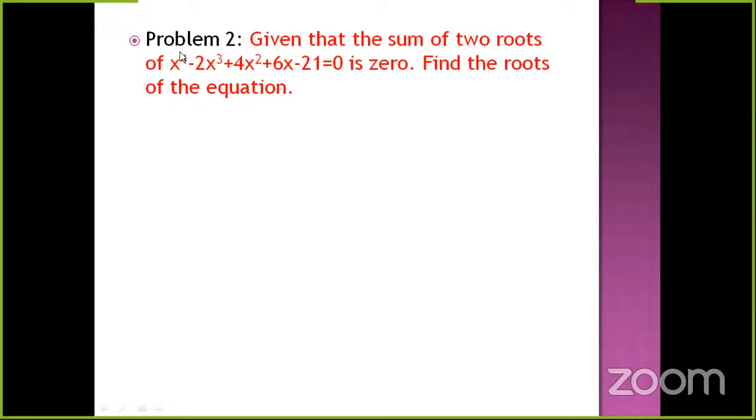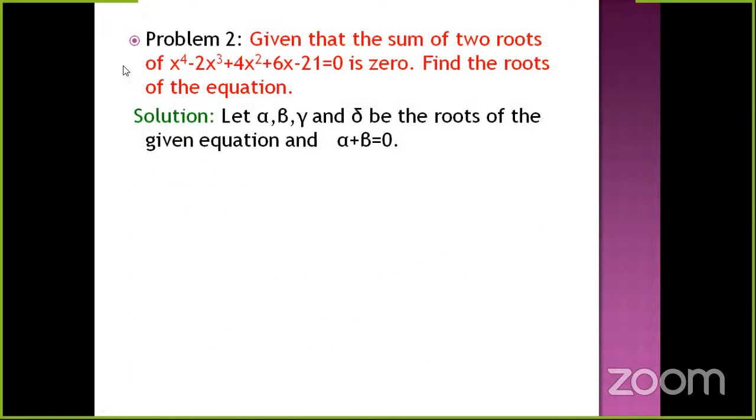See here, what is the highest power of x here? It is 4. So it is a biquadratic equation and it has 4 roots. They have given that the sum of 2 roots of this equation is 0. For my convenience, I'm taking alpha, beta, gamma and delta as the 4 roots of this equation. I'm taking those two roots as alpha and beta. Then I will get alpha plus beta is equal to 0.